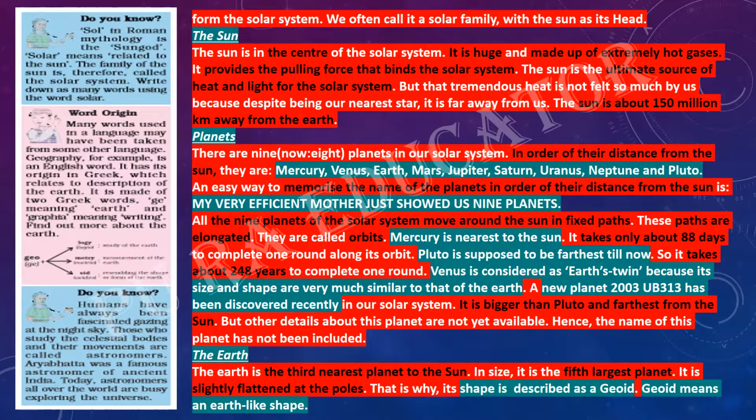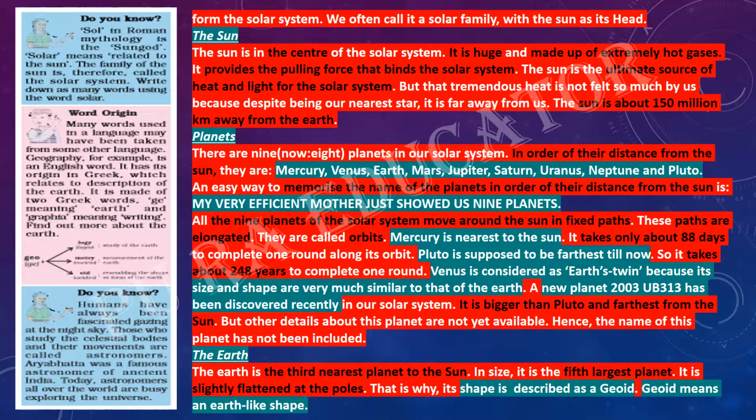Friends, we have discussed the solar system. It is also known as the solar family, where the Sun is the head of the family. Now we'll discuss the head of the family, the Sun. The Sun is the center of the solar system and is made up of hot gases. It provides the pulling force that binds the solar system.